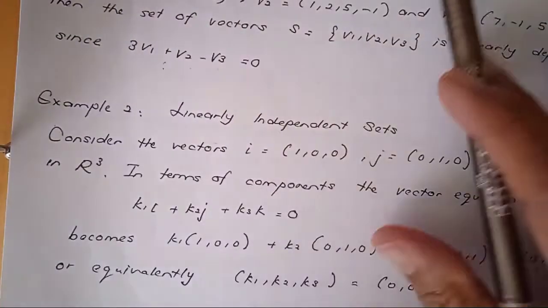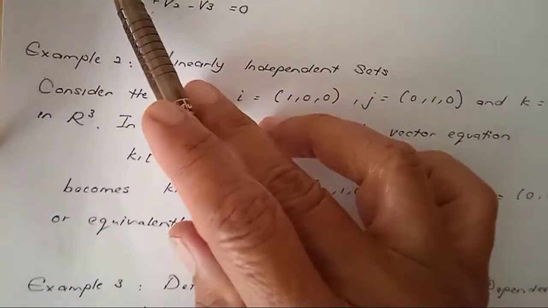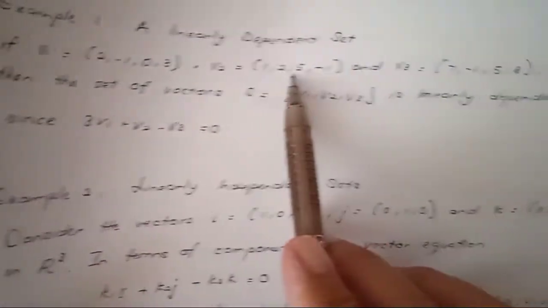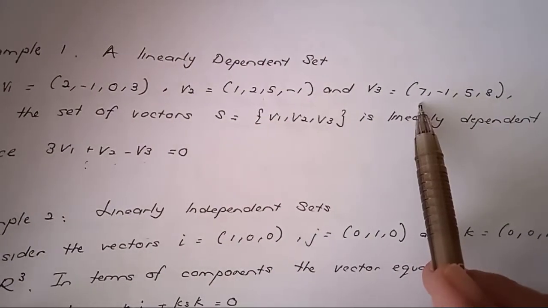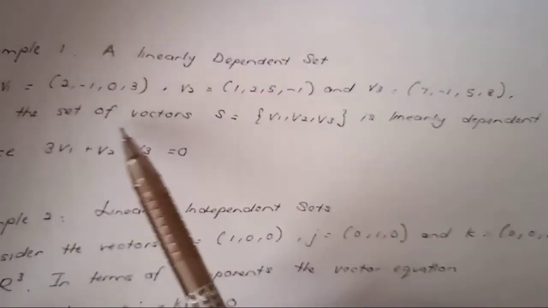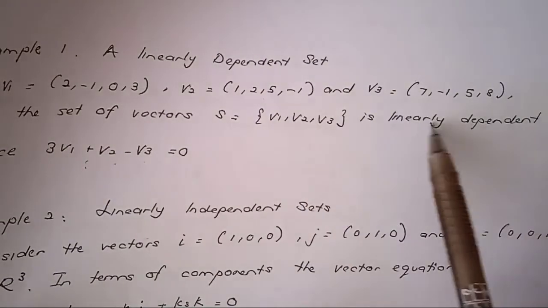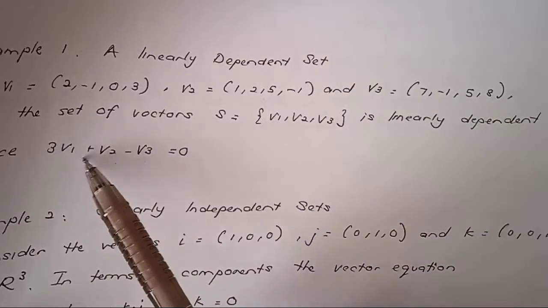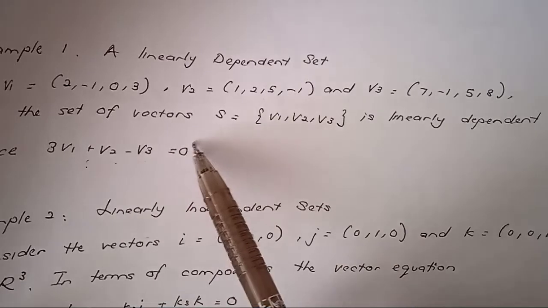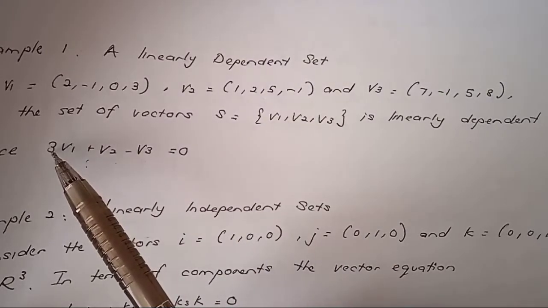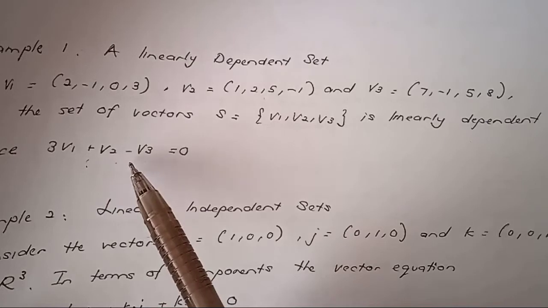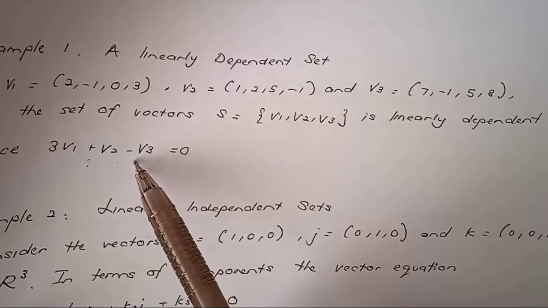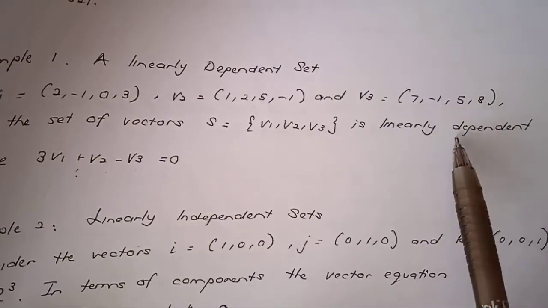Okay, example. If v1 is given by this, v2 as this, and v3 as this one, in R4, then the set of vectors v1, v2, v3 is linearly dependent, since we can set 3v1 plus v2 minus v3 equal 0. So we can see that c1 is 3, c2 is 1, and c3 is negative 1. So all are not 0, and therefore v1, v2, v3 is linearly dependent.